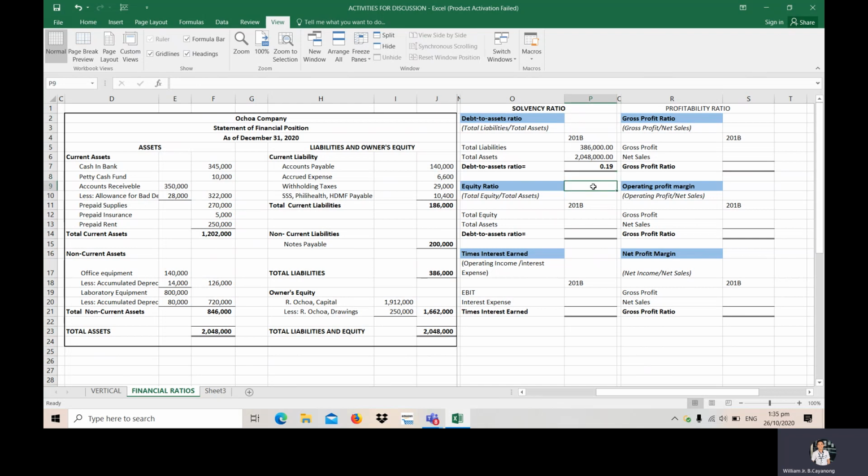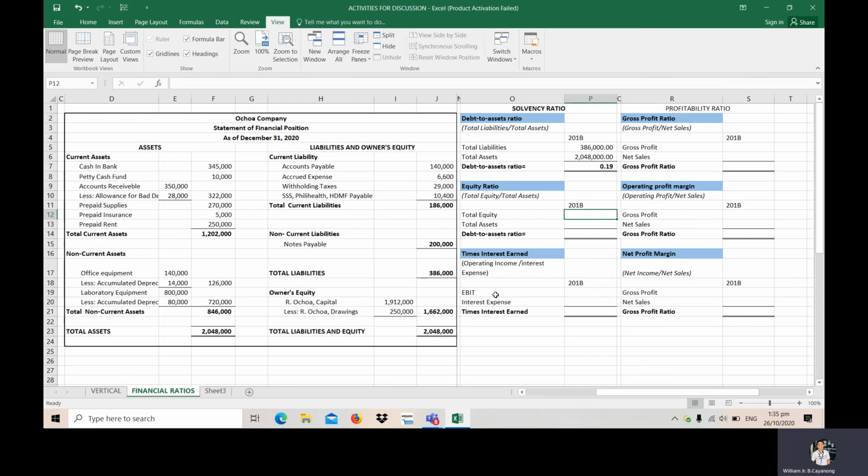So, this is a good figure because our debt is quite small and we have many assets. So it's good. We really have the capacity to pay all of our liabilities. Here, total equity and total assets. So we are going to measure now the total equity percentage over our total assets.